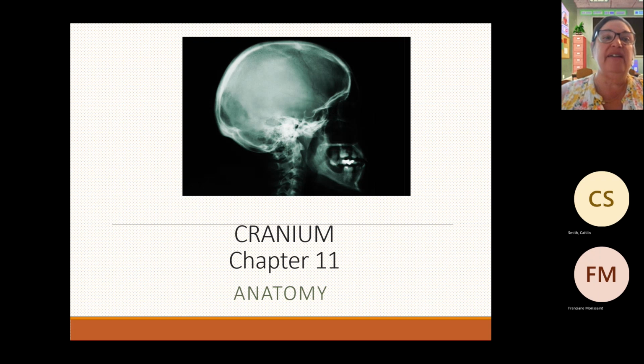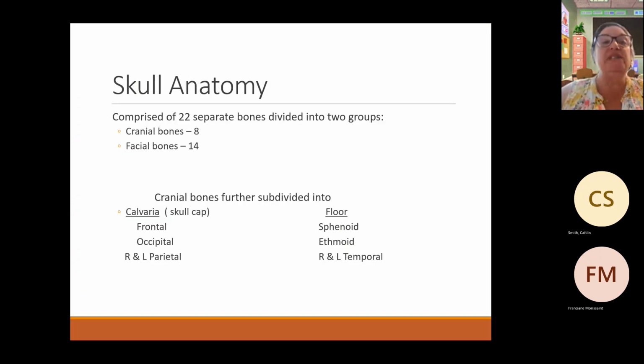We have a lot to cover. All right, so the skull itself, and I brought my little skull with me. You can see it. Here it goes. He has 22 separate bones divided into two groups. The cranial bones, there are only 8 of them, but facial bones, there are 14. And today we'll just discuss the cranial bones.